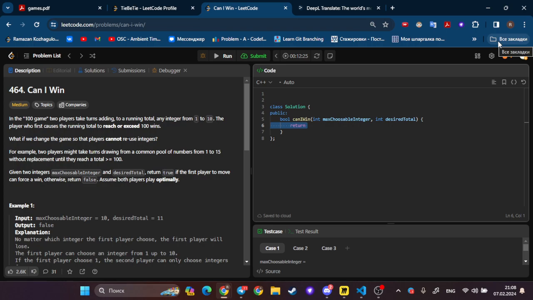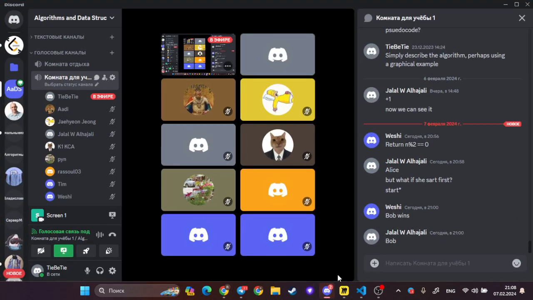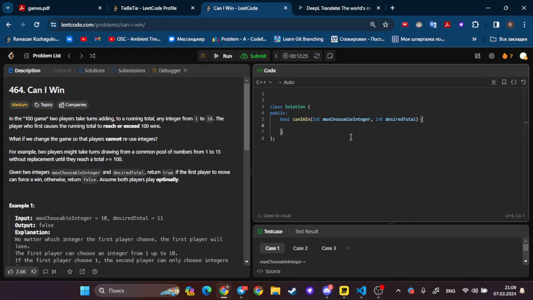Next problem. Can I win? This problem is too tricky. It's tricky too. Bob wins. So, okay. Who can suggest how to solve it? Any thoughts about how to solve it?